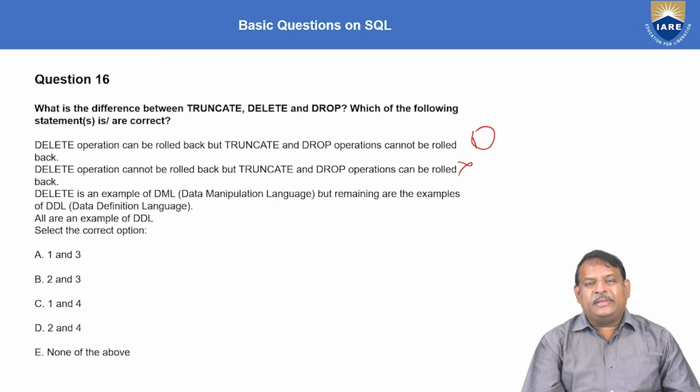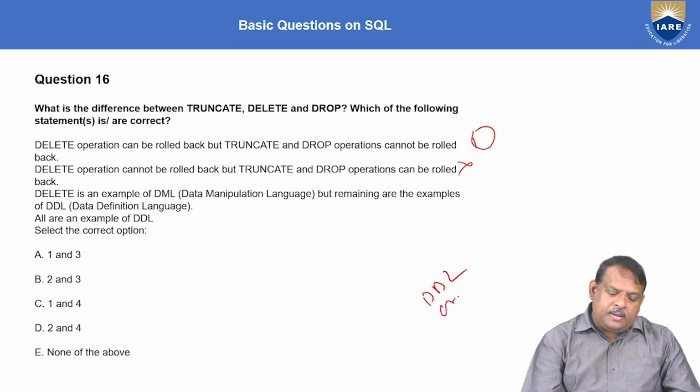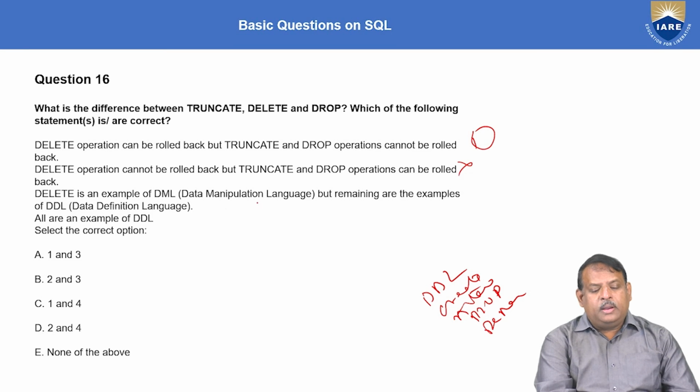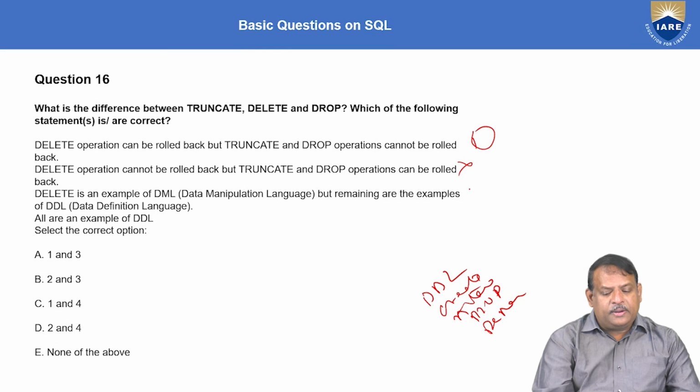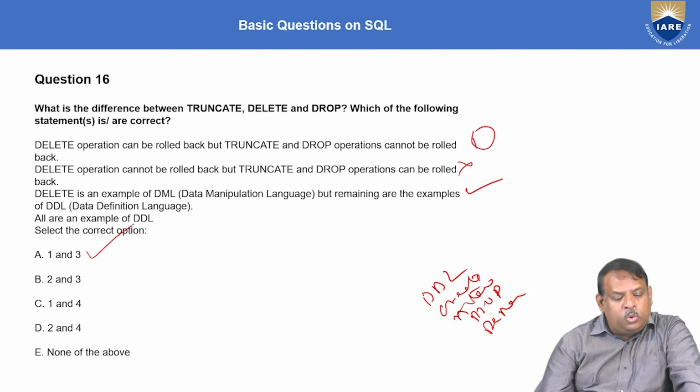A delete is an example of a DML statement. The remaining ones are examples of DDL. Correct. In DDL we have create, alter, drop, rename. So delete is an example of DML, but the remaining are examples of DDL. Now the answers are 1 and 3. Option 2 is wrong because it says that delete cannot be rolled back. So 2 is a wrong answer.